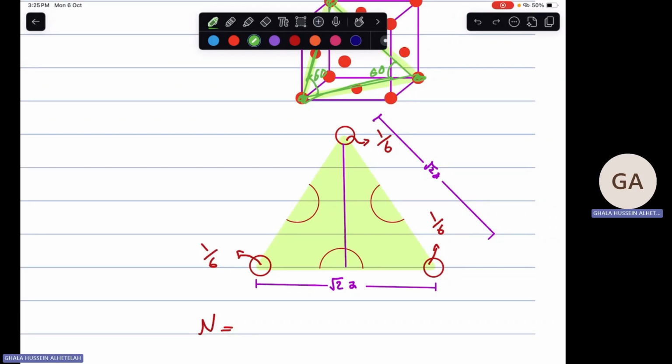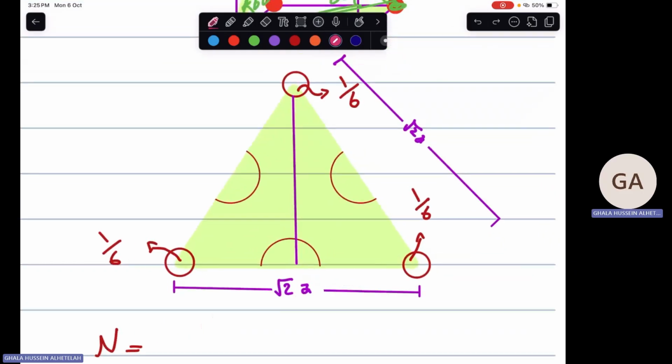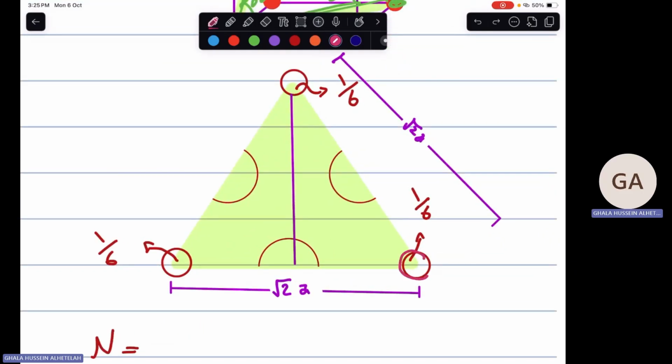By redrawing it, we find that we have atoms in the corners, and also half atoms in the faces. Here we represent the face, and here we match the faces on this.